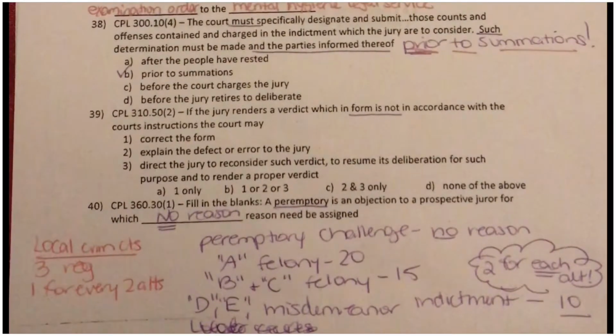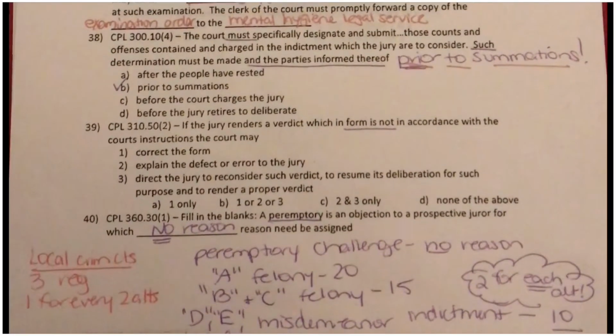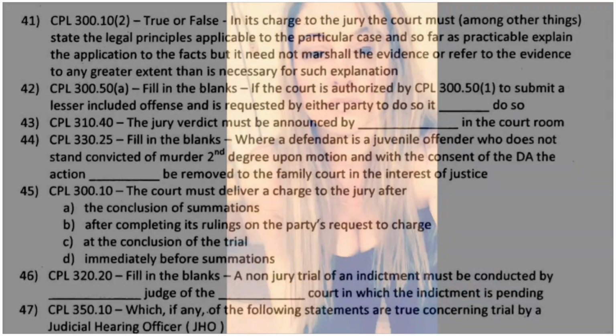40. A peremptory challenge is an objection to a prospective juror for which no reason need be assigned. So no reason. 41. True or false?